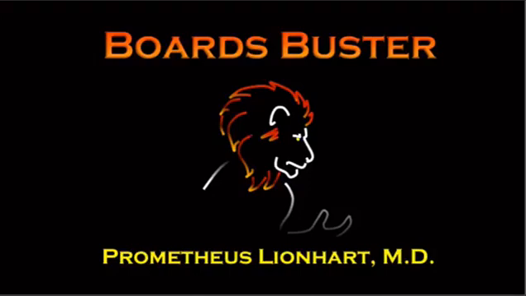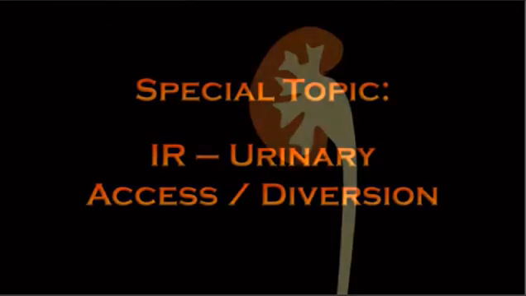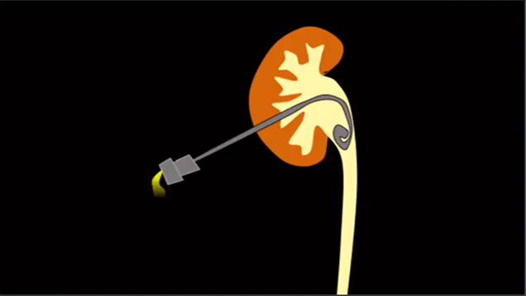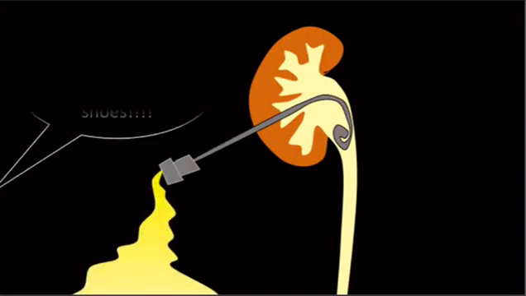Okay guys, so this is just going to be a short special topic on urinary access, urinary diversion. So this is sort of what we're talking about here. We've got a kidney, hopefully that's got a dilated system in it. Stick it under ultrasound if you can, and put a wire into it, and then move over to fluoro and exchange with a catheter in there, and then usually something like this happens.